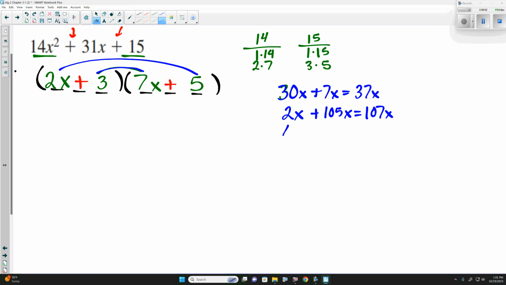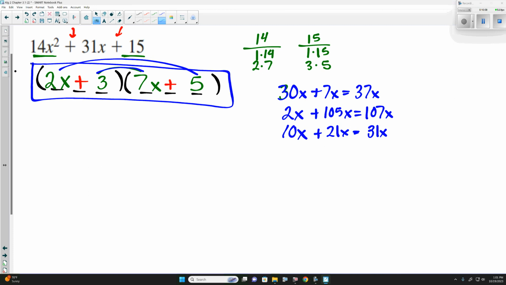2x times 5 is 10x. 3 times 7x is plus 21x. And 10x plus 21x, is that the correct middle term? That's it. Questions on this here?